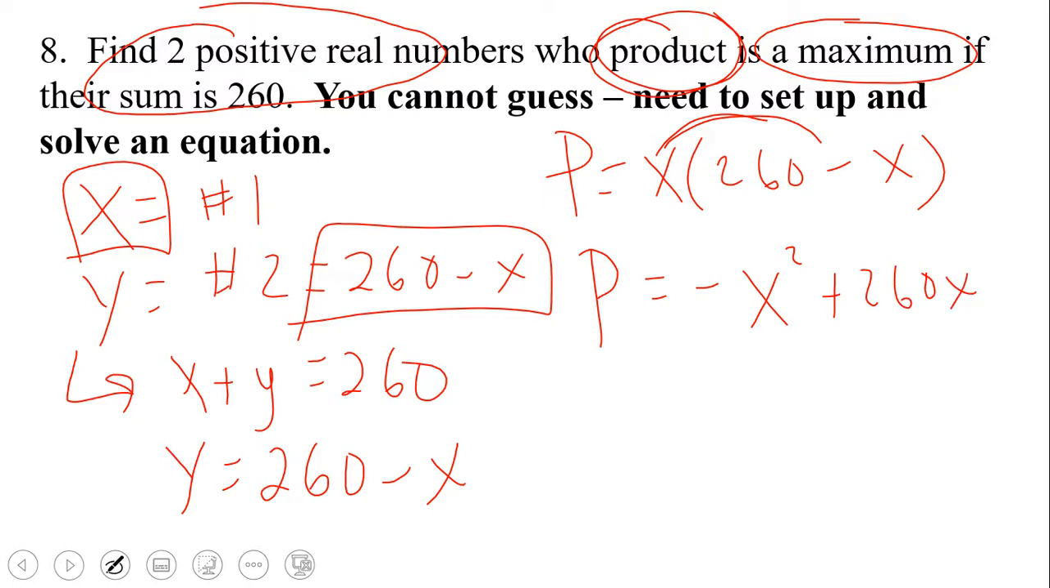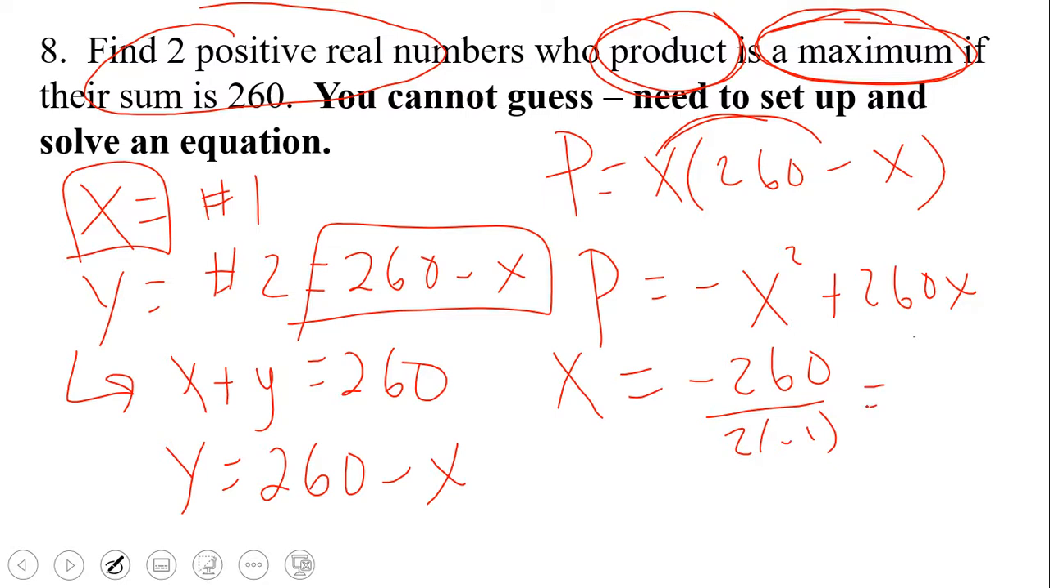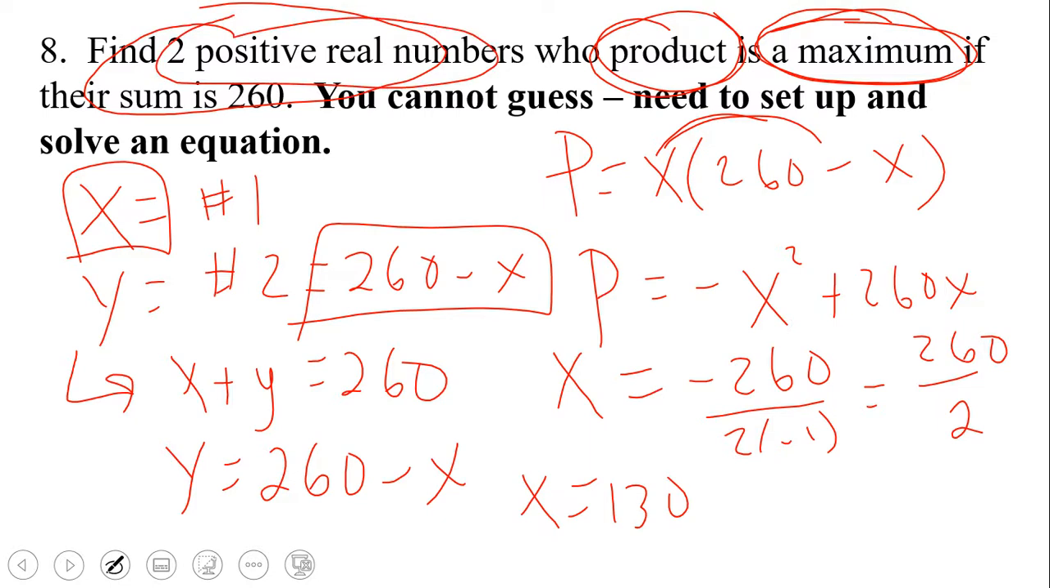And I'm just going to go ahead and cut out the middleman and jump right to standard form. Again, this is really a relatively simple equation. So if I'm trying to find the maximum product here, that has to do with the vertex. So I'm going to do negative b, which would be negative 260, over 2 times negative 1. That's going to give me 260 over 2, which means that my first number is going to be positive 130. That's good news because, again, it had to be a positive real number.